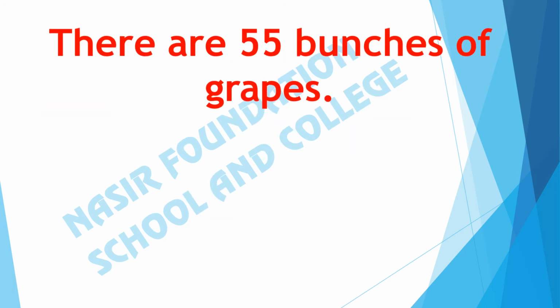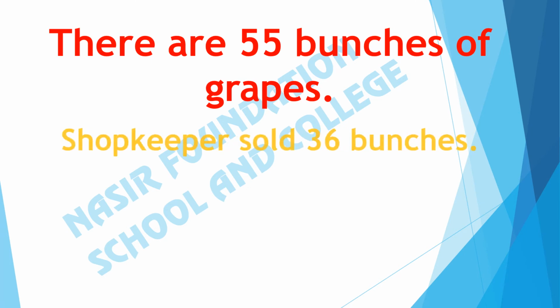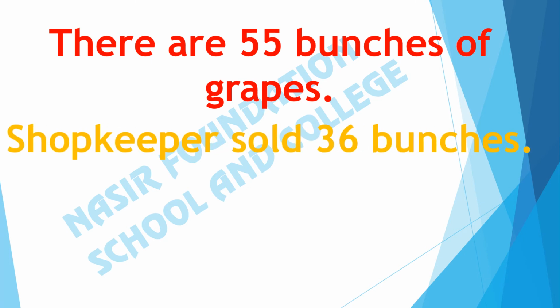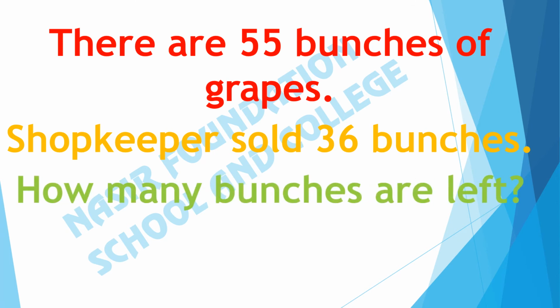There are 55 bunches of grapes. Shopkeeper sold 36 bunches out of 55 bunches. How many bunches are left? In a shop, a shopkeeper sells out 36 bunches out of 55 bunches of grapes. We have to find out the number of bunches that are left in the shop.